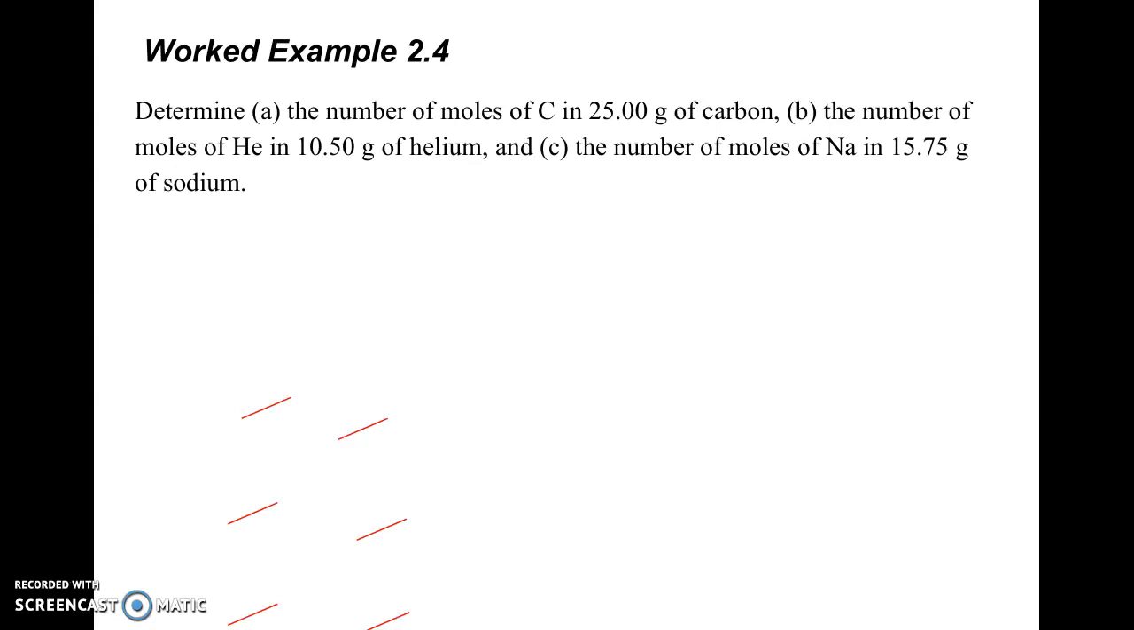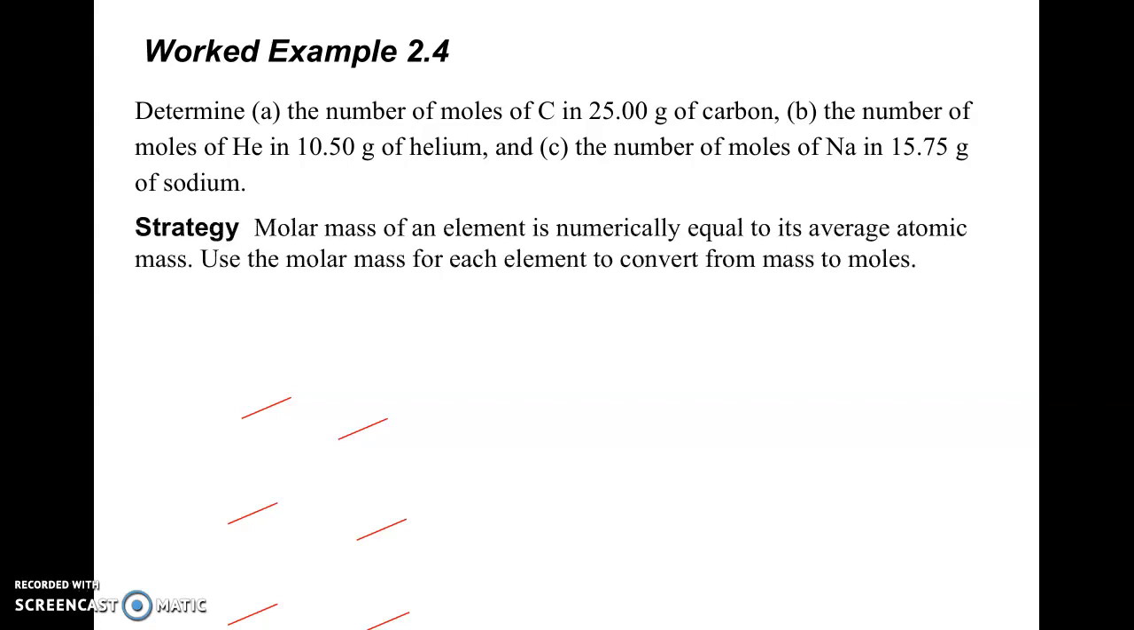So I have another example here. You'll notice my cancellation marks are on the slide, and I apologize. I just obviously didn't remove them. So the first thing is determine the number of moles of carbon in 25 grams of carbon. The next one is the number of moles of helium in 10.5 grams of helium. The last one is how many moles are in 15.75 grams of sodium.